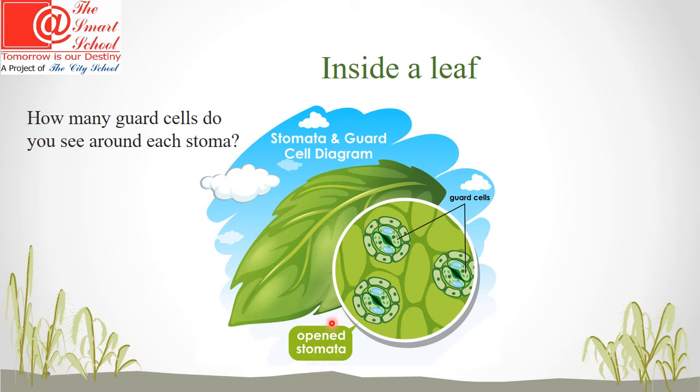How many guard cells do you see around each stoma? There are two guard cells around each stoma. As you can see, this is the first guard cell and this is the second guard cell and this is the opening which is called stoma.